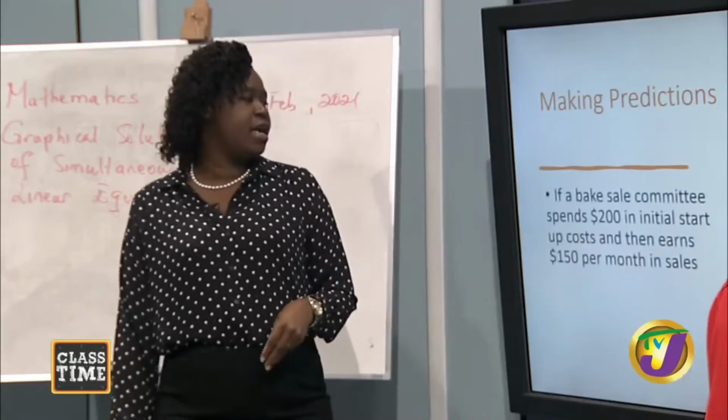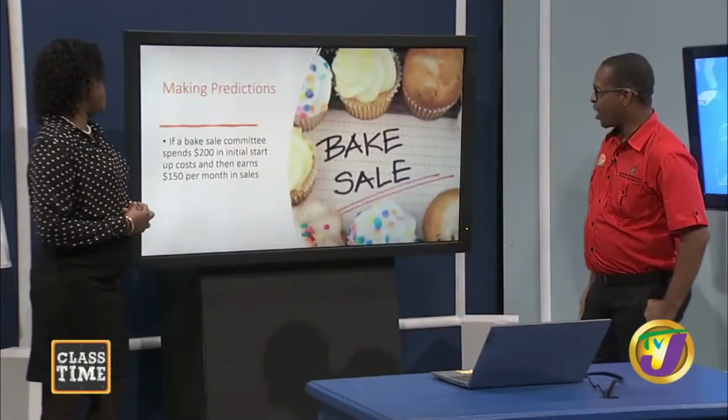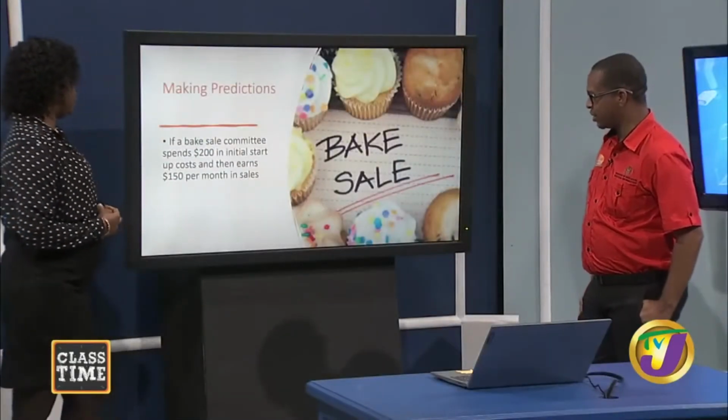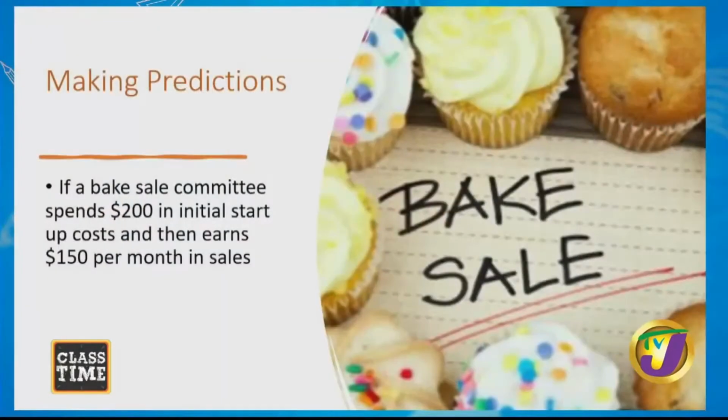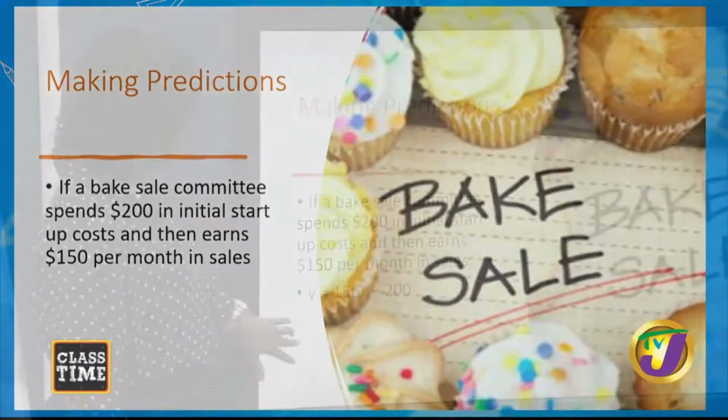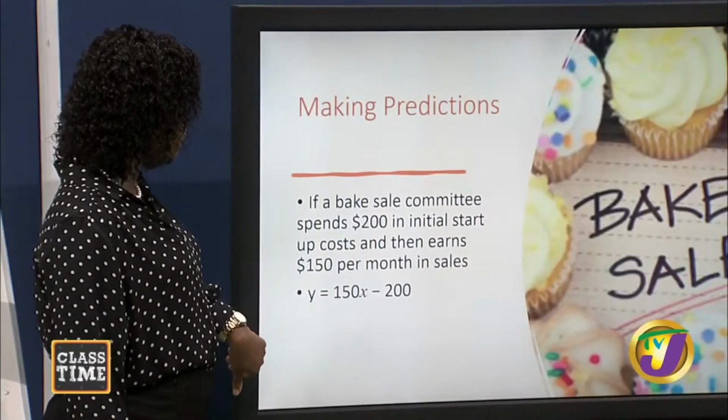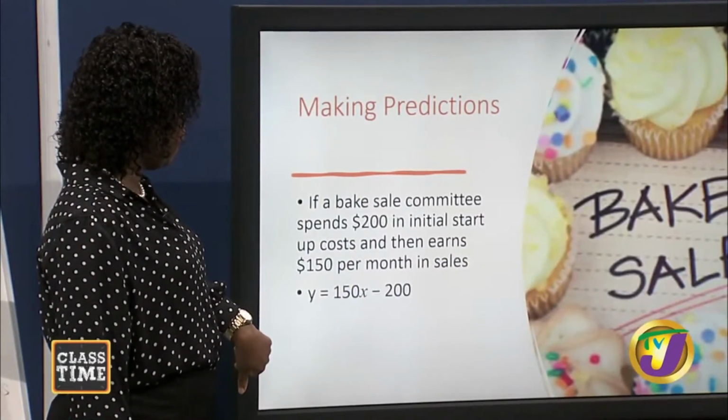Profit, yes. So in this scenario, we're having a bake sale, as Nikisha said. We spent an initial $200, and then we are earning $150 per month from the sale of the items that we're baking. So we can set up a linear equation to make predictions to represent this scenario here. And in the end, we could graph it. Yes, we could. And that would be the equation that represents this scenario.